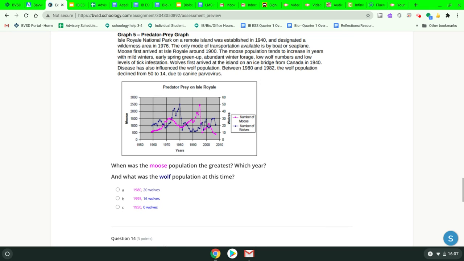When was the moose population the greatest? Which year? And what was the wolf population at this time? So there's two questions you need to answer here. We need to see when the moose population was the greatest. The moose are the pink line. So you're just going to look at the graph and see where that population was the highest. What year was this? And what was the wolf population at the same time that the moose was the greatest?